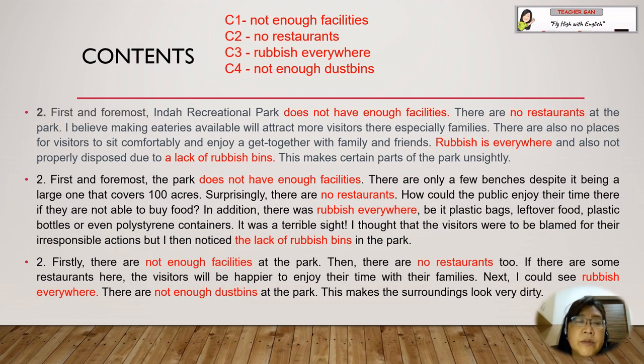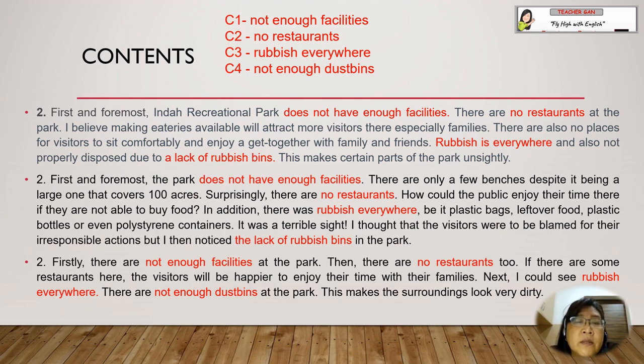Now moving on to the second paragraph and the third and so on, they are called the content paragraphs. So C1, not enough facilities. C2, no restaurant. C3, rubbish everywhere. C4, not enough dustbins. So let's look at the second paragraph. So remember to write number 2.